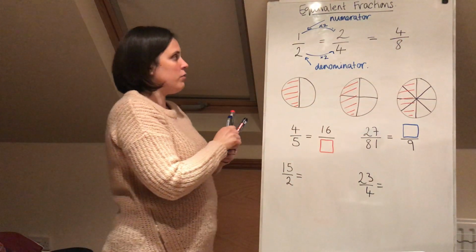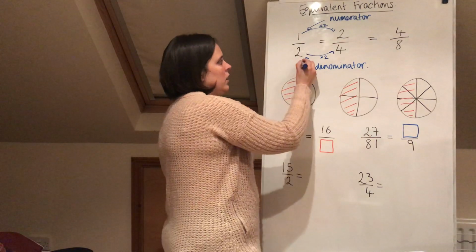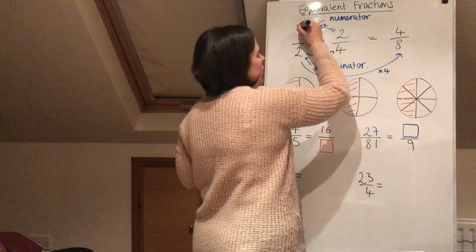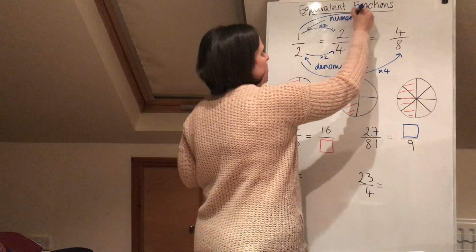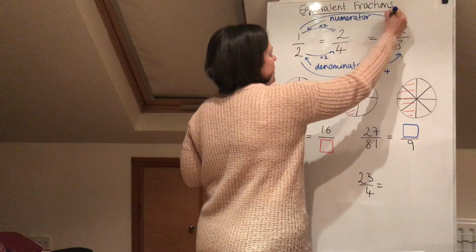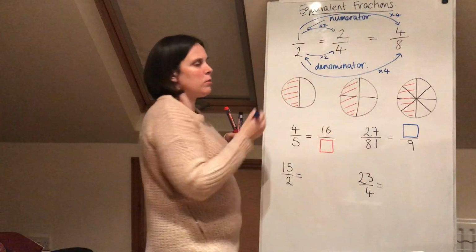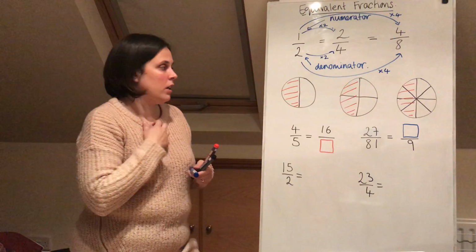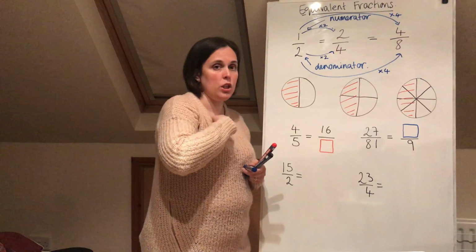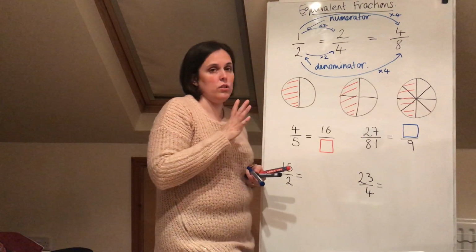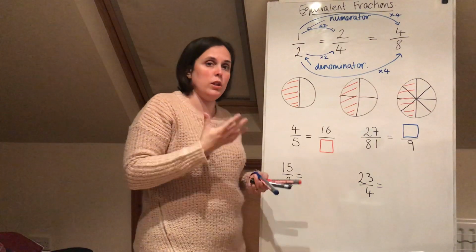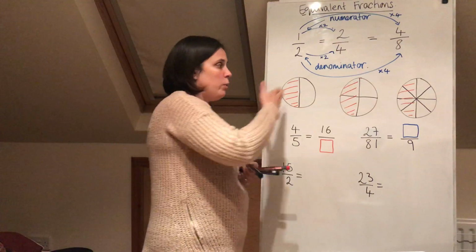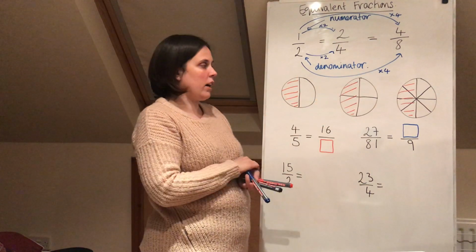Now if I go back to my original, what have I done? I've multiplied the 2 by 4, and, very carefully, I've done the same to the 1. I've multiplied that by 4 as well, and they are equivalent fractions. As I said, as long as you do the same to the numerator as you do to the denominator, you can be as creative as you like with what you multiply the numerators and denominators by, and you will still get the same equivalent fraction.